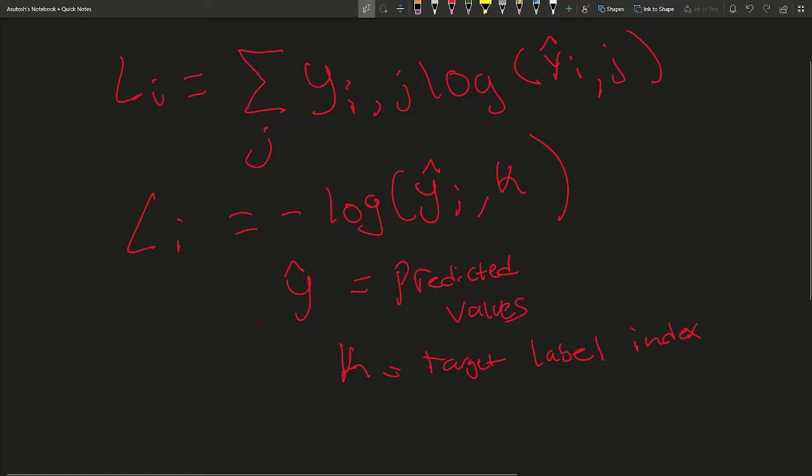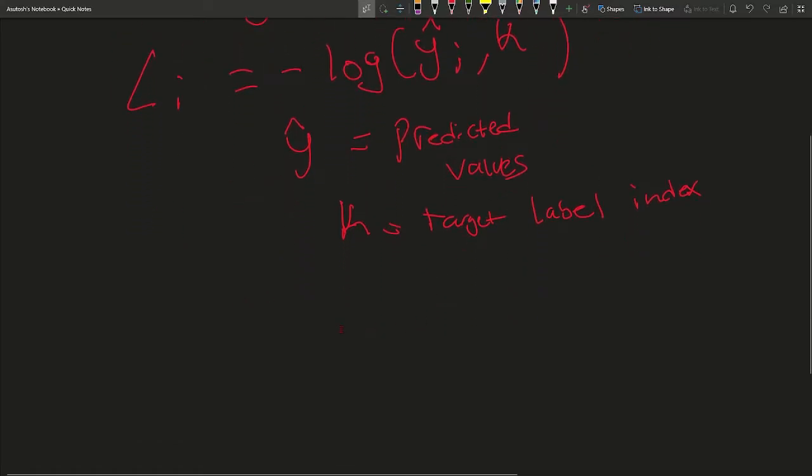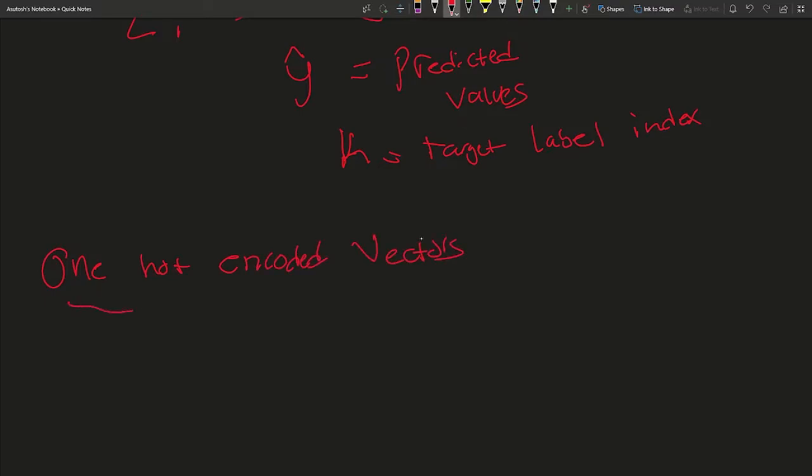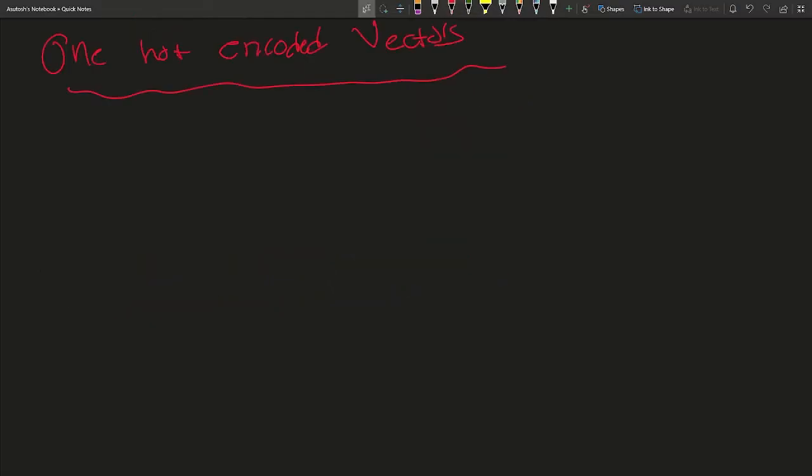And yeah, so why don't we start discussing what the target label index is, right? And we get the target label index from one-hot encoded vectors. So what are one-hot encoded vectors, right?